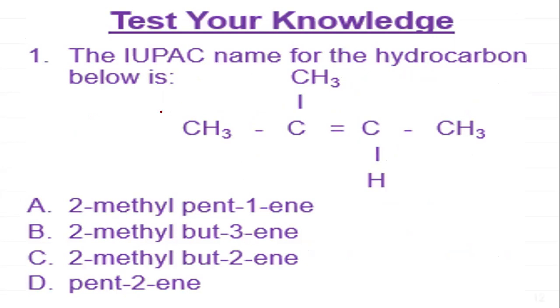So let us test our knowledge. The IUPAC name for the hydrocarbon below is, now let us give a name to this hydrocarbon. You know this structure there, simply put, is to say CH3. So I am here, this is CH3, then I go to this one, which is C. Then this C, I can see that it is bonded to another C, and that C has H, it has H, and it also has an H. So it's that section there.